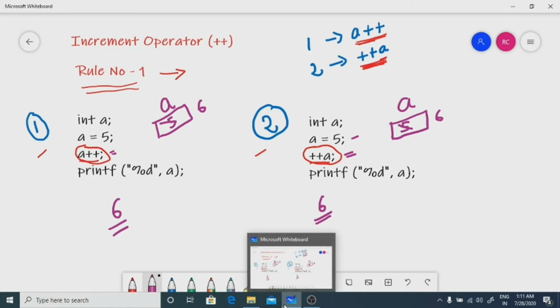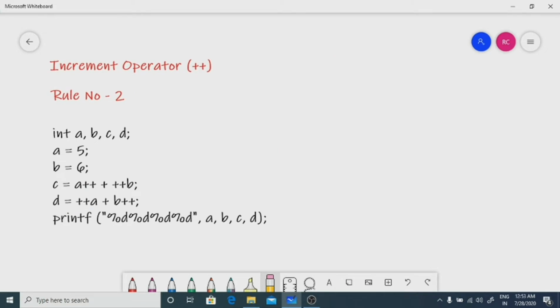Now, let us see rule number 2 on increment and decrement operators. Rule number 2 tells that one has to apply the concept of post increment and pre increment in an expression, and most of the times the evaluation is from right to left. You have to be very careful here. I use the words most of the times. I did not use the word always.